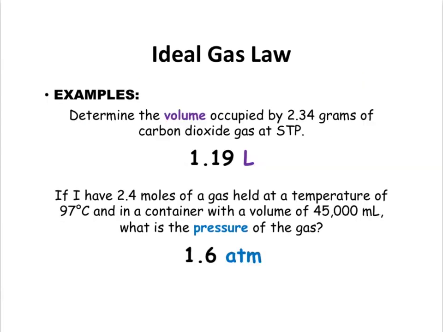Let's look at two examples here of the ideal gas law. The first example says, determine the volume occupied by 2.34 grams of carbon dioxide gas at STP. You are kind of keyed in that this is an ideal gas law problem because you're dealing with an amount. When we did combined gas law problems, the amount of the gas was constant. So in this particular example, they're giving you an amount. That is an indication you're going to need to use the ideal gas law, PV equals nRT.